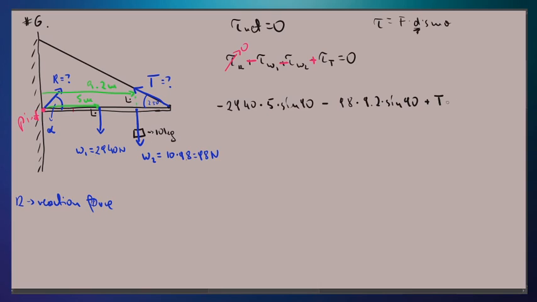and then plus T, I don't know what tension is, I'm going to use T, times 10, because tension is 10 meters away from the pivot, times the sine of the angle between distance d and T. So I'm going to put here sine of 25. All of that equals 0.